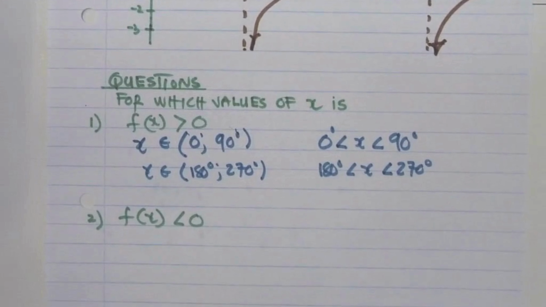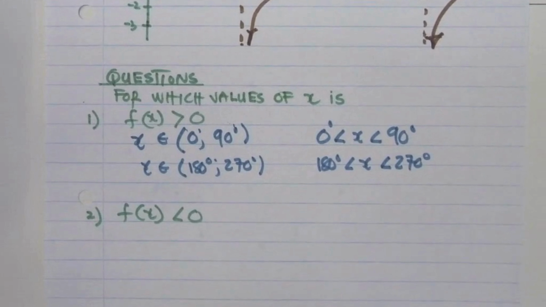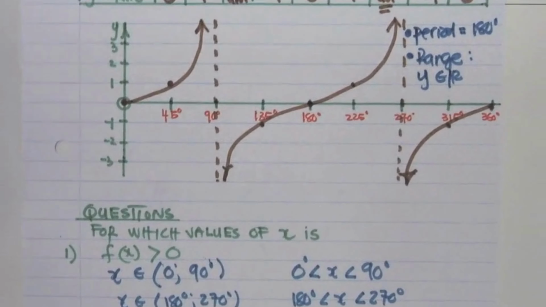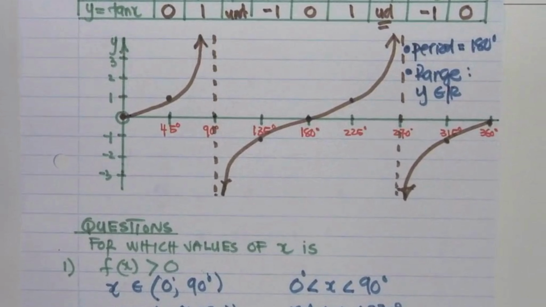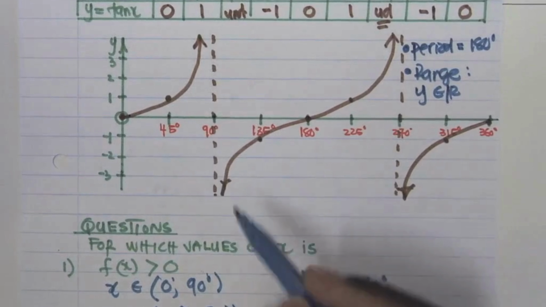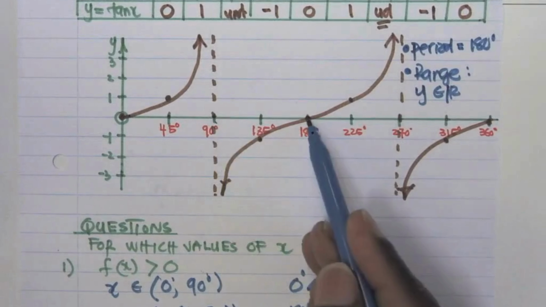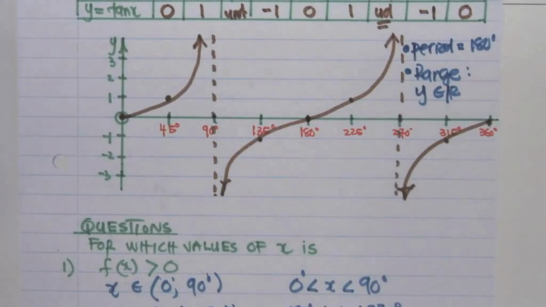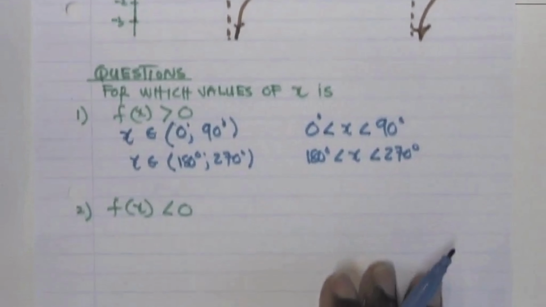then the second part of the question, it wants us to identify the values of x for which f(x) is less than 0. So if I look at the graph, let's go to the graph there. We're looking for those parts where the graph is less than 0. We see from 90 to 180, the graph is below the x-axis, and from 270 to 360 degrees.